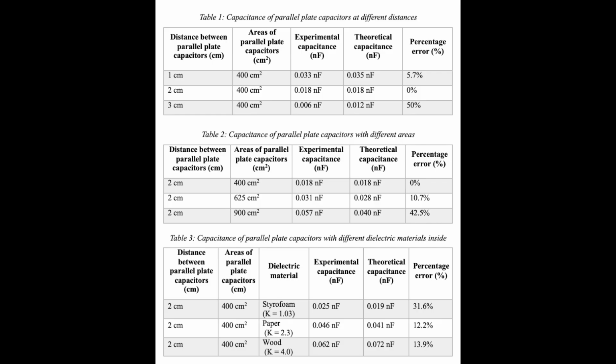Overall, the experiments demonstrated the expected trends in capacitance behavior. Capacitance decreases with distance, increases with plate area, and is enhanced by higher dielectric constants. While some errors were observed, possibly due to experimental limitations, material inconsistencies, and errors made during the experiment, these results align with theoretical predictions, validating the relationships between capacitance and the tested variables.